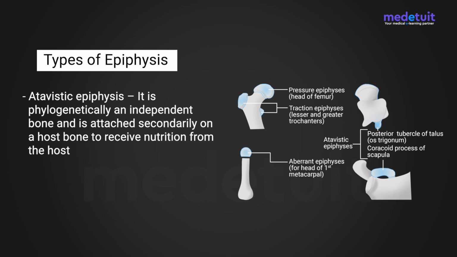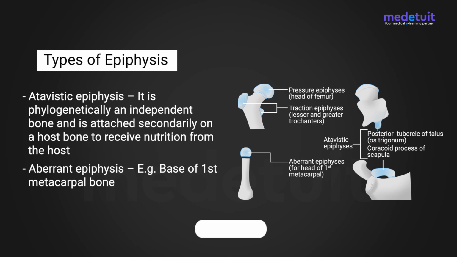Next we have atavistic epiphysis. It is phylogenetically an independent bone and is attached secondarily on a host bone to receive nutrition from the host. Lastly, we have aberrant epiphysis. Example, base of the first metacarpal bone.